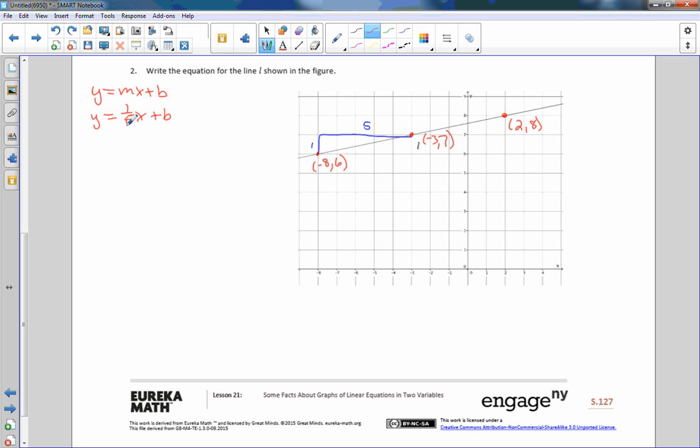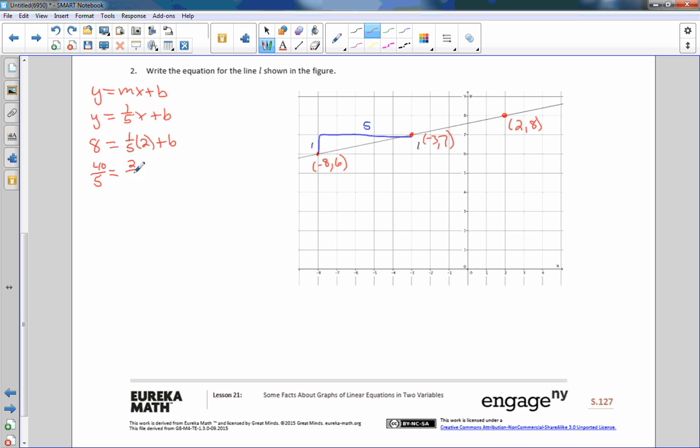Okay. And that's a 5. Let me fix that. It doesn't look right. So 1/5 x plus b. Okay, so now I'm going to plug in any one of these, and again, I prefer positive, so I'm going to stick with this 2,8. So y is 8, 1/5 times 2 plus b. Okay, I have a denominator of 5, so I'm going to change 8 to 40 over 5.